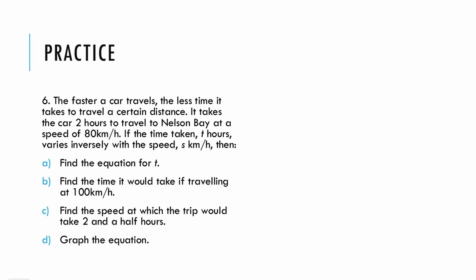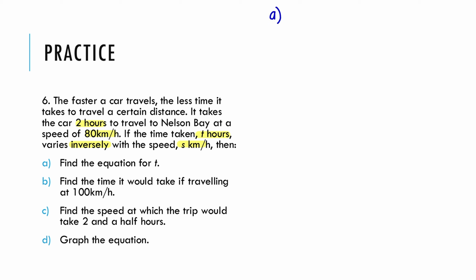Like we did with the other practice questions, pause the video and have a go at practice question 6, and then come back to check your answers. So 6: the faster a car travels, the less time it takes to travel a certain distance. It takes a car 2 hours to travel to Nelson Bay at a speed of 80 kilometers per hour. If the time taken, represented by t, varies inversely with the speed, then the first thing is we need to find our equation for t.